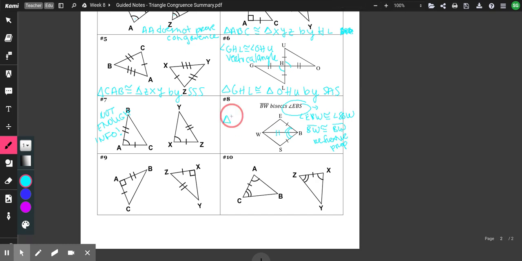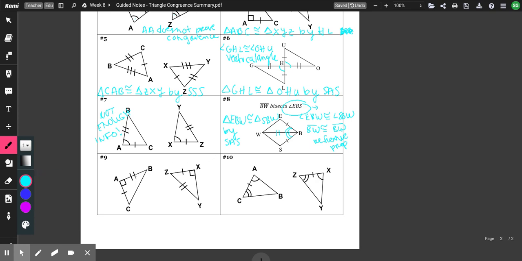Therefore, I can say triangle EBW is congruent to triangle SBW by side, angle, side. And again, I'm not saying side, angle, side. I am doing side, angle, side. You need to be able to break these apart. That can get tricky. Okay, let's finish up with these last two.